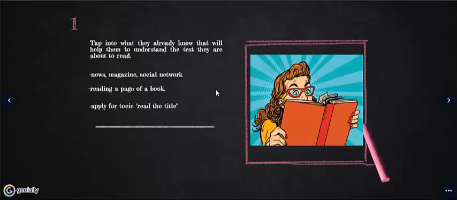And how to apply it for TOEIC is simple. If the reading has a title, we can read the title to understand what it's about. Most of the time it can be about a restaurant, an email, or a bill.